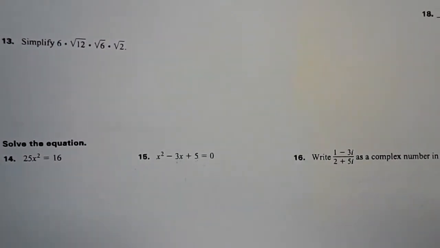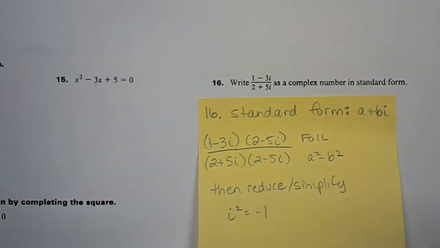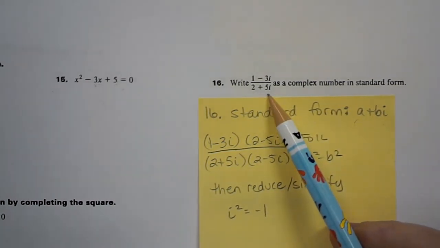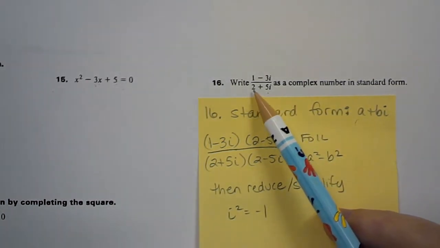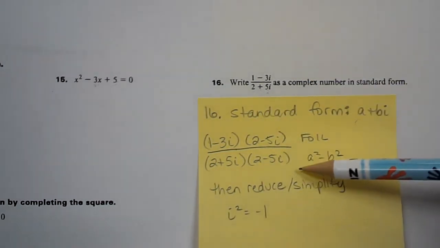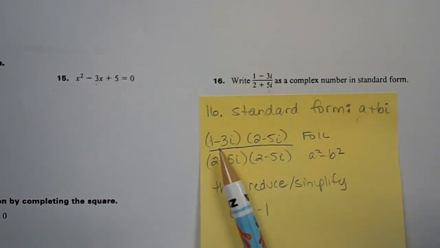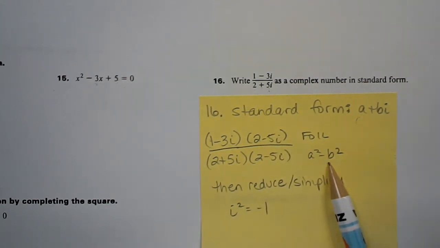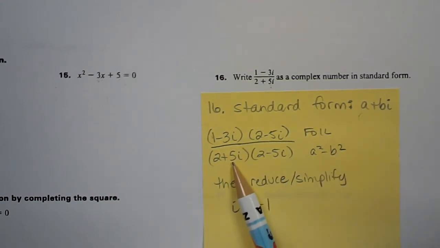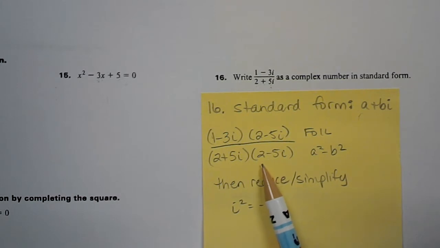Okay, number 16. It asks you to write it in standard form, okay? Well, standard form means that you have a real portion and you have a complex portion. Well, how am I going to rationalize the denominator? This is in the form of a plus bi, so I'm going to multiply it by a minus bi. Whatever I do to the bottom, I also have to do to the top. So on the numerator, you're going to use your FOIL to multiply out. On your denominator, you're going to get an a squared, which is 4, minus b squared, which is minus 25i squared. Be sure that it's a minus 25i squared.